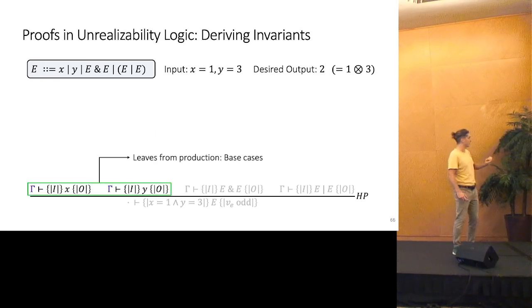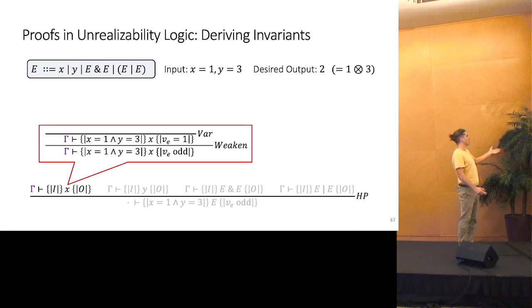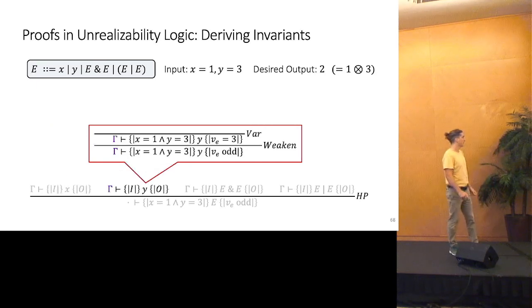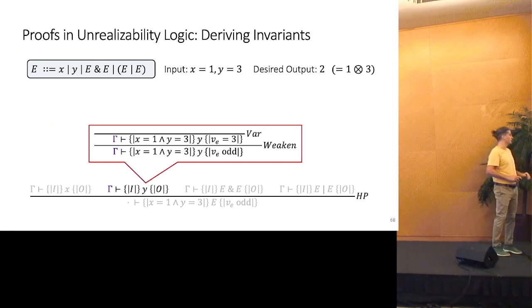So let's start with this one. This one is very easy. For X, how do I prove that starting with X equal 1, I get an odd number? Well, X is already 1, so the output is 1. And with a weakening, I can show that the output is always odd. Similarly, I can do it for Y. Right now it looks like normal Hoare logic.